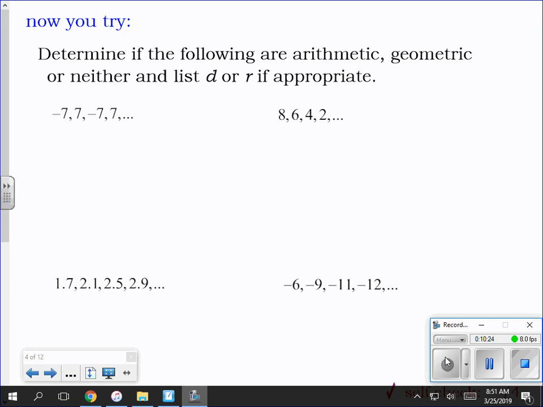Okay. So I love this first one here. It's an extremely common one. All it does is change sign each time. What do I do? I multiply by -1. So my R is -1, and this would be a geometric. Next, 8, 6, 4, 2. To get from 8 to 6, from 6 to 4, 4 to 2, I subtract 2 each time, which is technically adding -2, and this would be arithmetic.